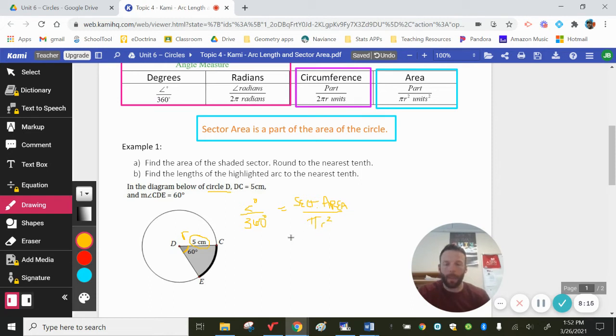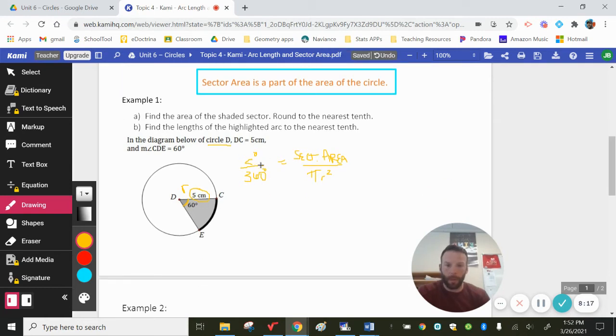So now what we're going to do is substitute. What's the measure of the central angle? It's 60 degrees. So we'll say 60 out of the whole 360 is equal to this area that I'm looking for right here. I don't know how much area is covered in this circle out of the entire area. So the entire area is pi times the radius length 5 squared.